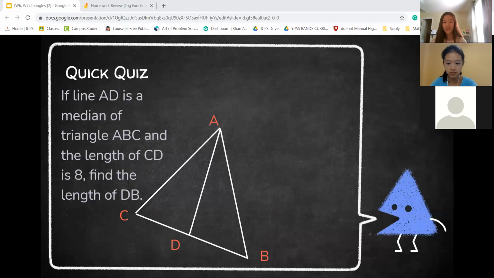Yeah, you guys are right. So it's 8 because remember, the median would split the opposite side, which is like this side right now, into two equal parts. So if one half of it is 8, then the other half must also be 8.